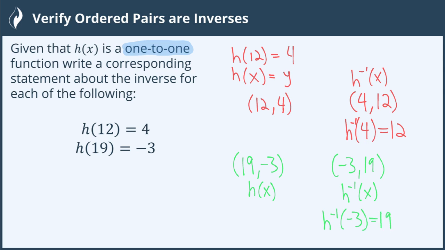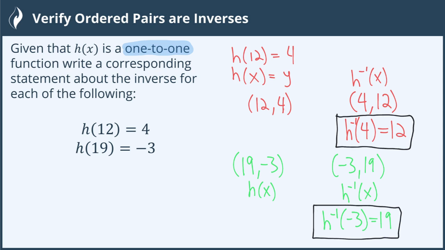So these are our two solutions. If h of 12 equals 4, then h inverse of 4 equals 12. And if h of 19 equals negative 3, then h inverse of negative 3 equals 19.